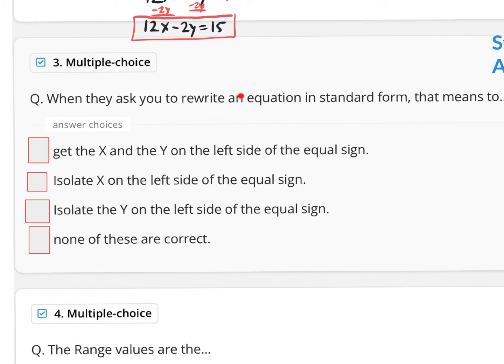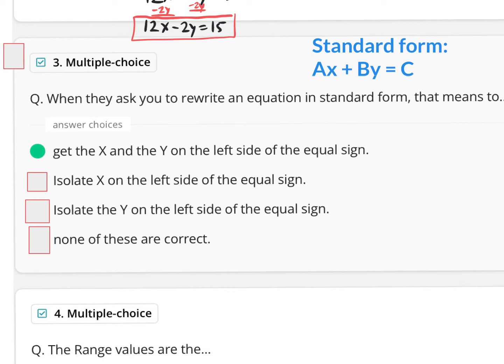When they ask you to rewrite an equation in standard form, first of all, you have to know what standard form actually means. It means ax plus by equals c. That means no decimals, no fractions, but more importantly here, that you have your x and your y on the left side of the equal sign with your constant, the number without a variable, on the right side. So when they ask you to rewrite an equation in standard form, that means to get the x and the y on the left side of the equal sign? Yes, absolutely. So that's for sure true.